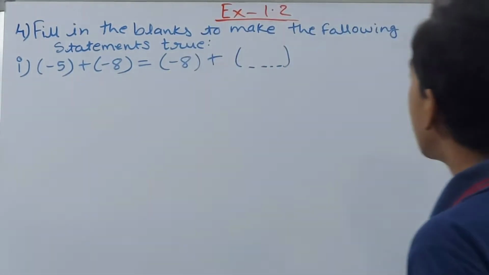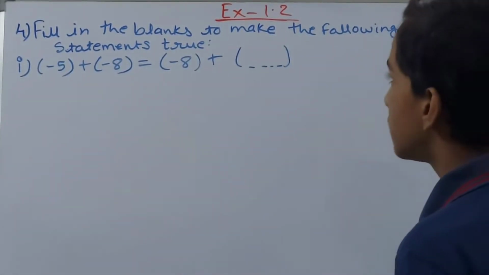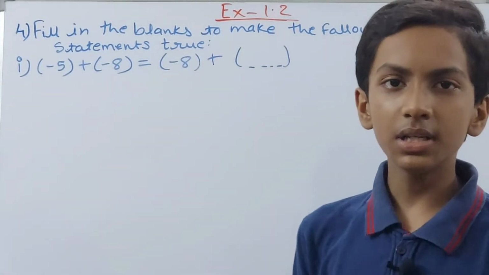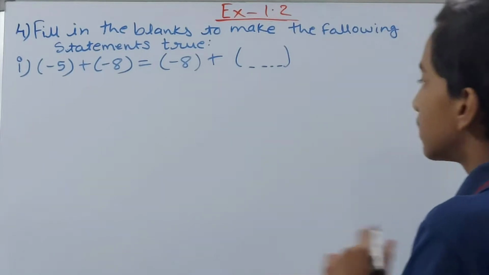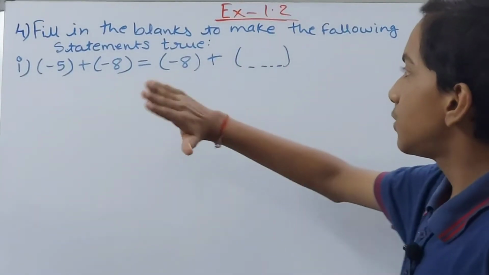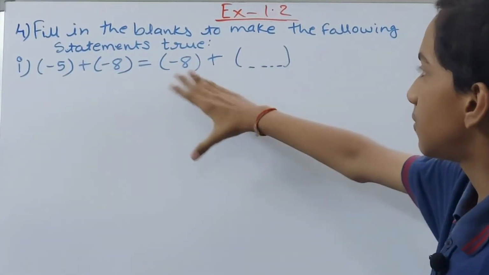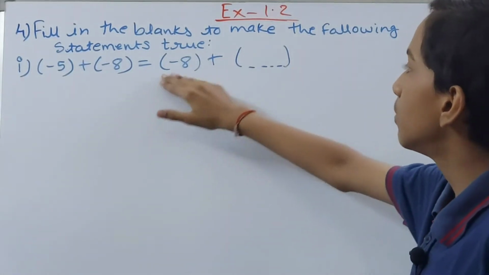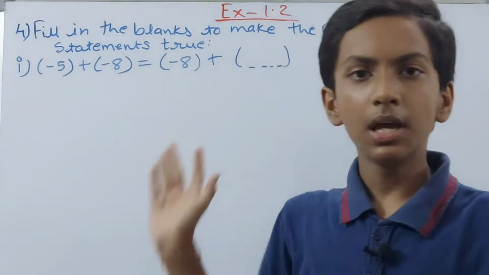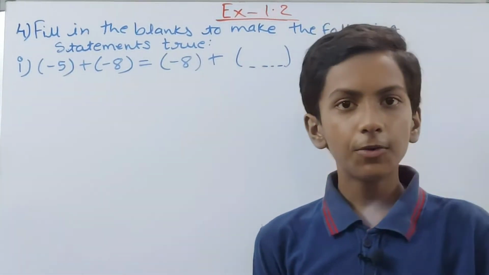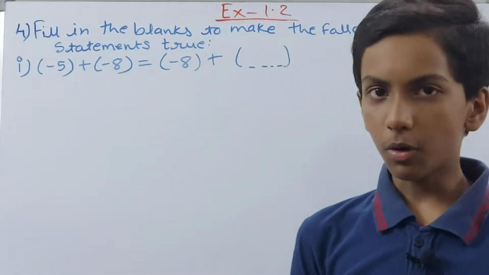This is fill in the blanks to make the following statements true. Now there are some properties which we need to have a look at. You can see here minus 5 plus minus 8, this is one statement given, is equal to minus 8 plus a bracket, and we have to fill something in this. What do we have to fill in this? For this we need to know a few properties.